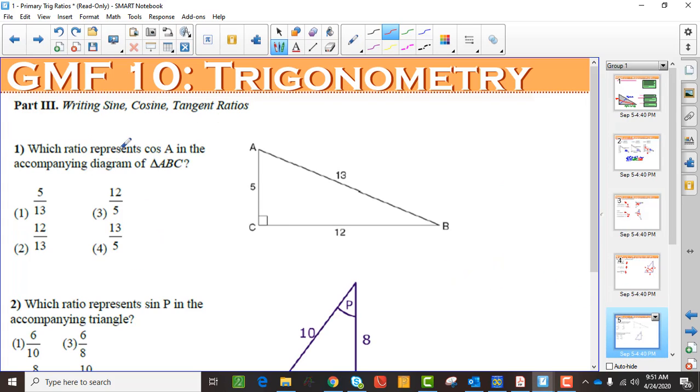Okay, if we look at this question, it says which ratio represents cosine of A? Here's A. Cosine, remember, SOHCAHTOA, so we're talking about adjacent over hypotenuse. So the adjacent side is 5, and the hypotenuse is 13. That's the hypotenuse, and that's the adjacent side. So the adjacent over the hypotenuse is 5 over 13, so my answer is 1.